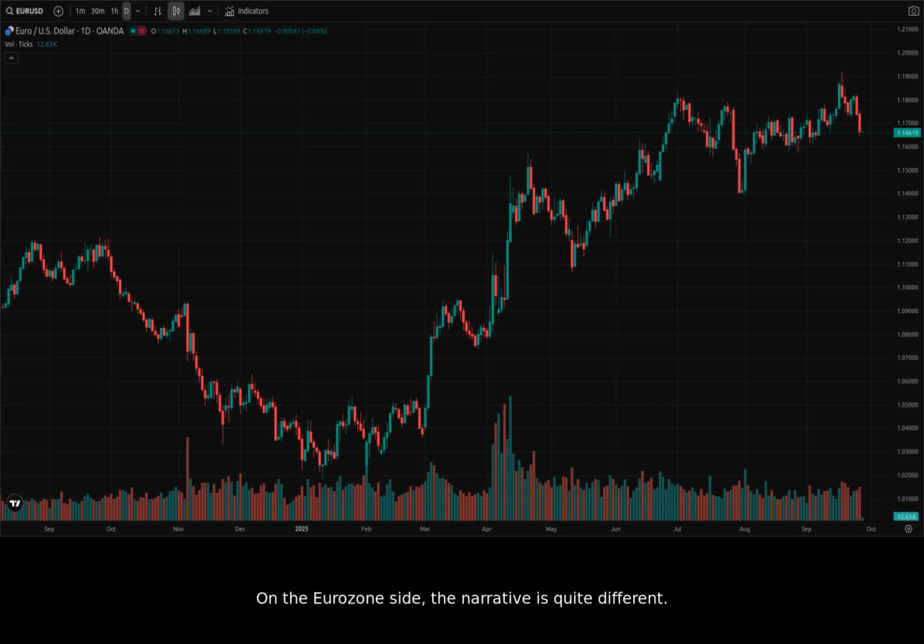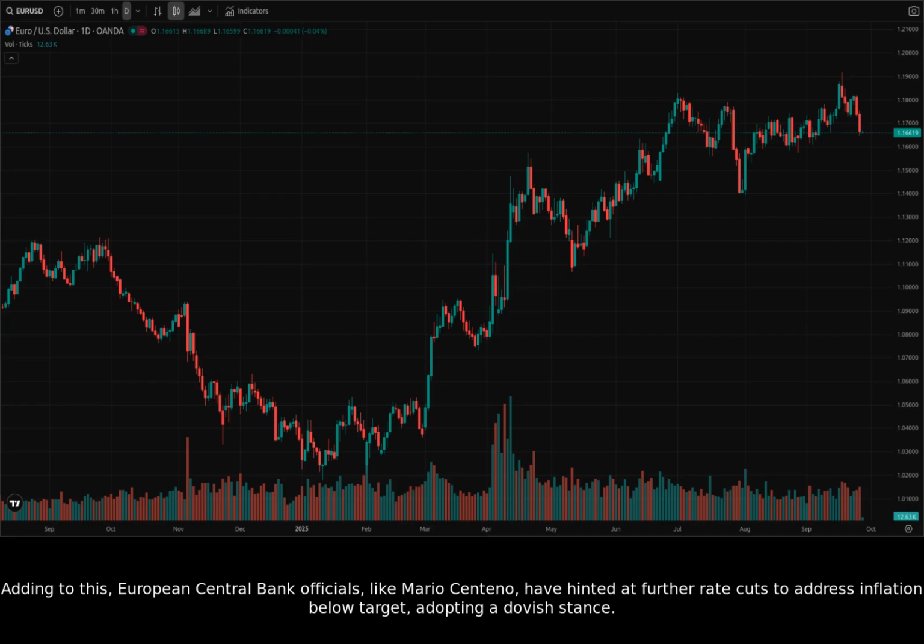On the Eurozone side, the narrative is quite different. Germany's producer price index fell by 2.2% year-over-year in August, signaling disinflationary pressures. Adding to this, European Central Bank officials, like Mario Centeno, have hinted at further rate cuts to address inflation below target, adopting a dovish stance.